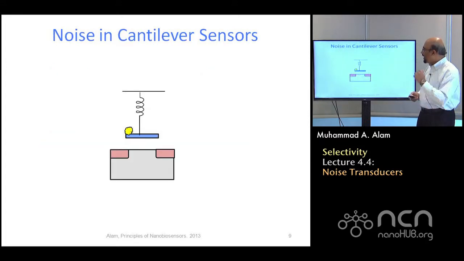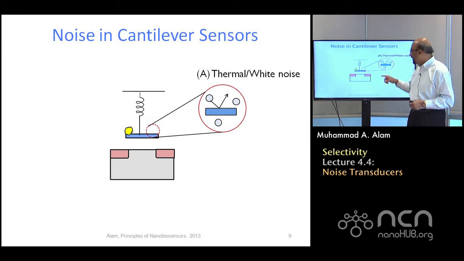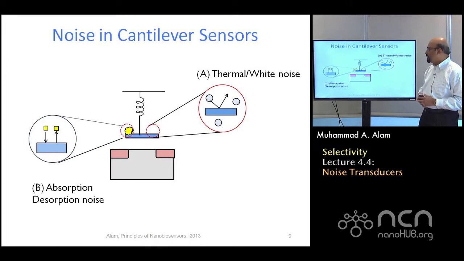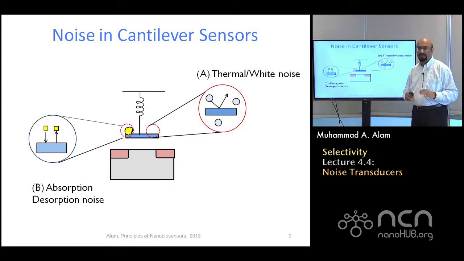Now, if you go back and see the cantilever, once again there'll be noise associated with it. For example, there are air molecules constantly coming in and bumping against this cantilever. So the cantilever is oscillating like this, even though the biomolecule may not be present. But of course, there could also be absorption-desorption noise associated with the biomolecule itself. So the bottom line is, no matter what sensor you have, there will always be these fundamental noises associated with the sensor itself.